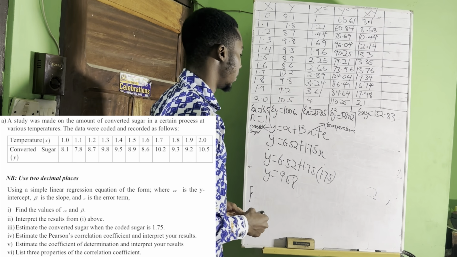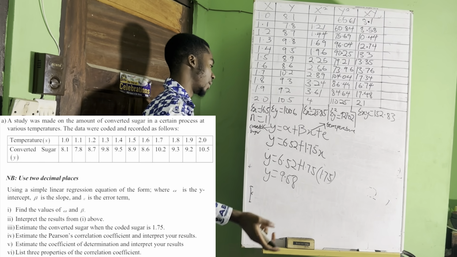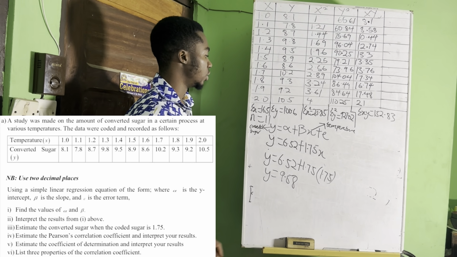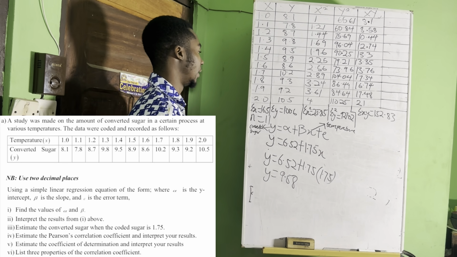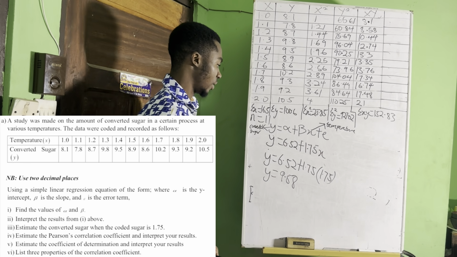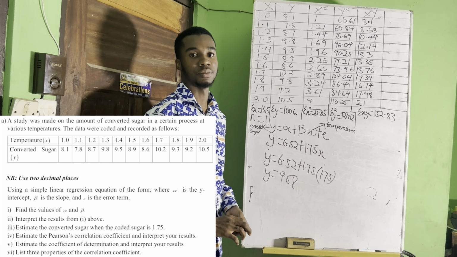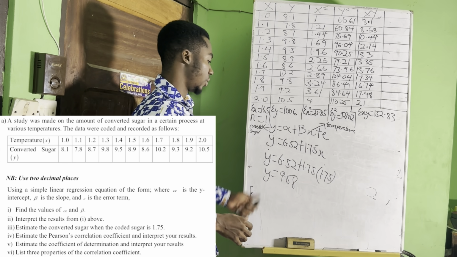That's to 2 decimal places. So when you solve this on the calculator, and when you change it to 2 decimal places, you should be getting 9.58. Don't forget we are leaving our answers in 2 decimal places as it was requested by the question. So this is how you go about it.